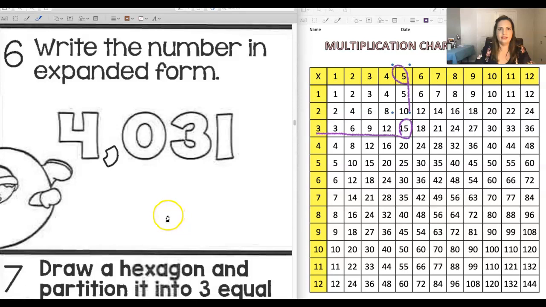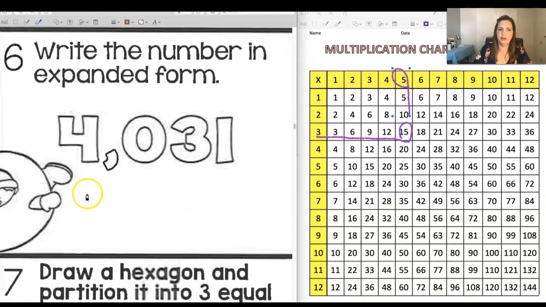Number 6, write the number in expanded form. So we're stretching it out to place value.